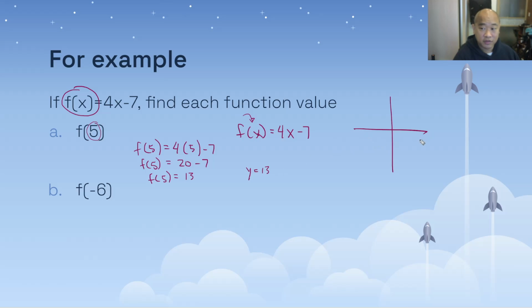If we're going to graph this, then we would say 1, 2, 3, 4, 5, and then 1, 2, 3, 4, 5, 6, 7, 8, 9, 10, 11, 12, 13, whatever that is. I don't know if that's actually 13. So that would be the point 5, 13.